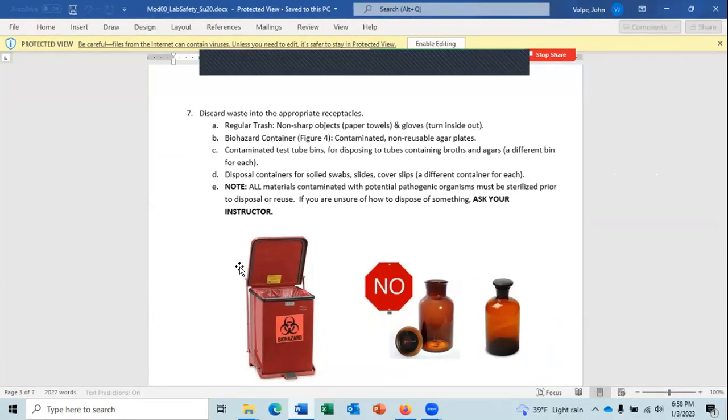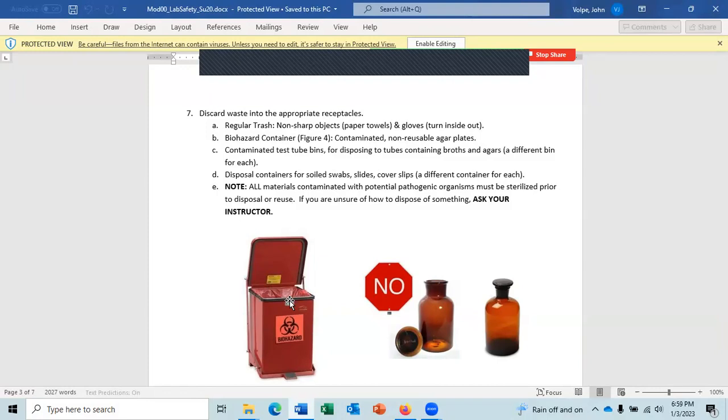If they are contaminated with bacteria, you then put them in the biohazard area, and that would have an autoclave bag in it, and no glass ever goes in this bag, only paper and plastics that have been contaminated with bacteria go in here. That bag would be removed and a fresh bag put in place, and then that would be autoclaved before it would be put in the trash. Any questions about the biohazard and the biohazardous waste?